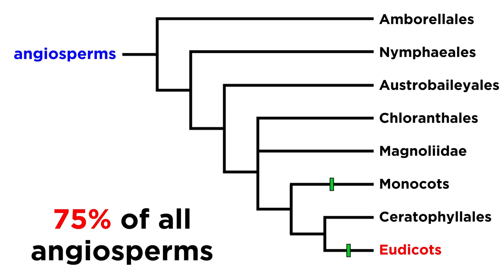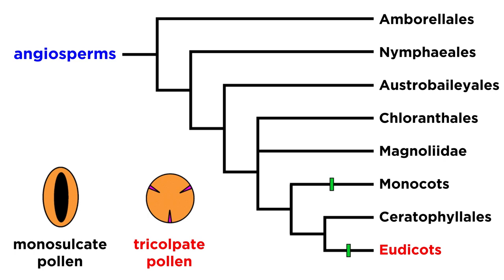They are all evolutionarily related and distinguished from all other flowering plants by the grooved tricolpate structure of their pollen. All other angiosperm groups produce monosulcate pollen with a single pore set in a groove of a different orientation. Some botanists prefer to call the eudicots tricolpates in order to avoid confusion with the old dicot classification. However, since they're more commonly referred to as eudicots, we can stick to that here.